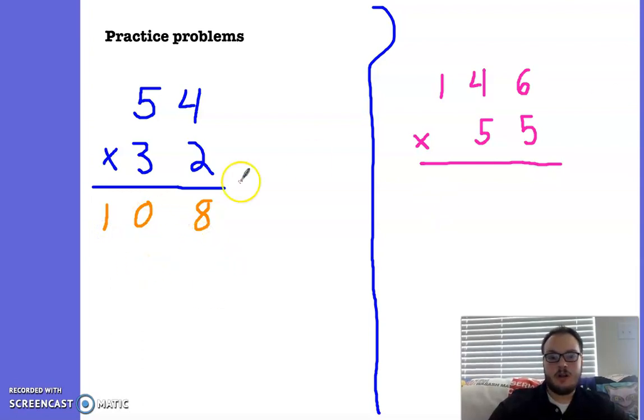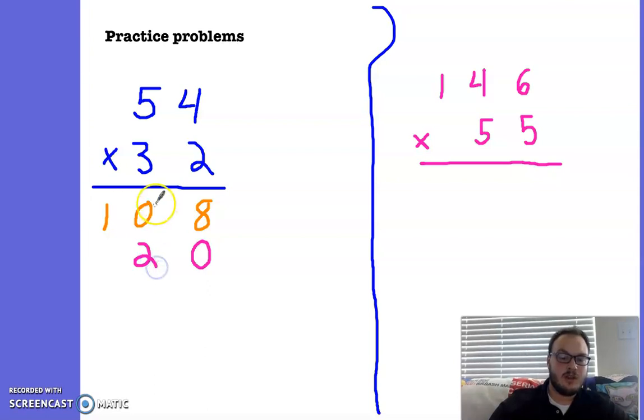I am done with multiplying it by the top, so I need to put my 0, and I'm moving to the next place value. So I've got a 3 down here, so I'm going to do 3 times 4, which gives me 12. Now this is where it can be a little tricky.